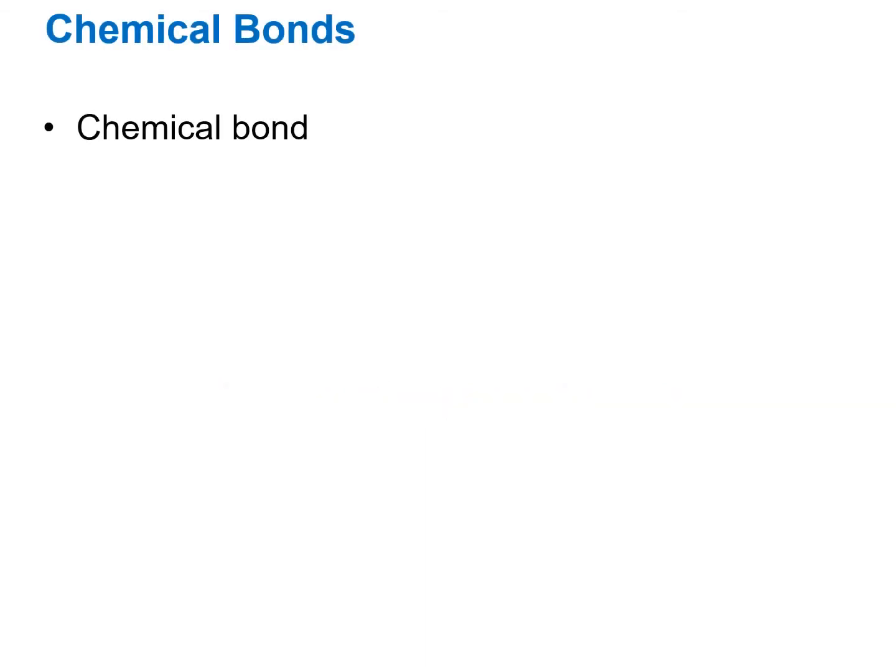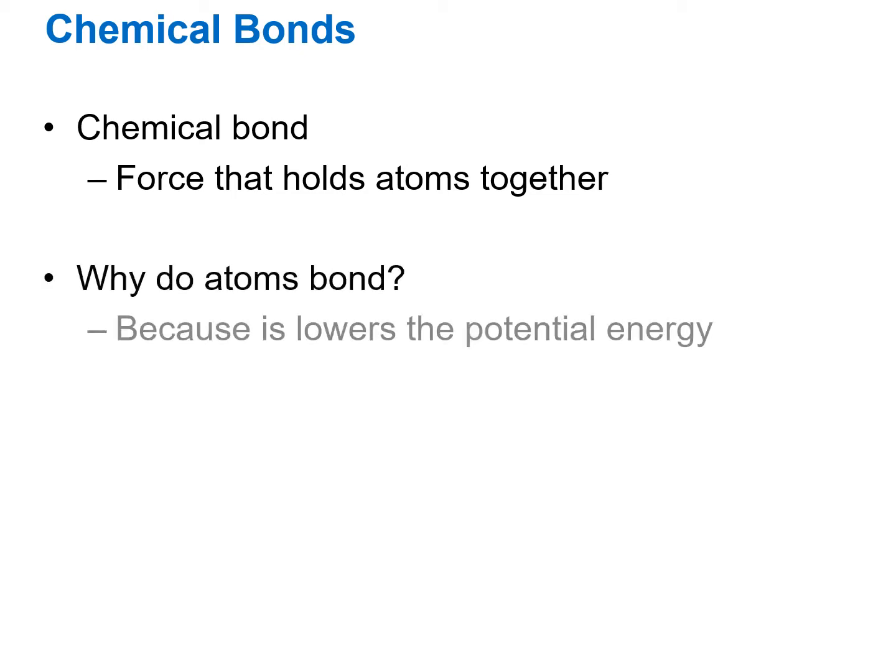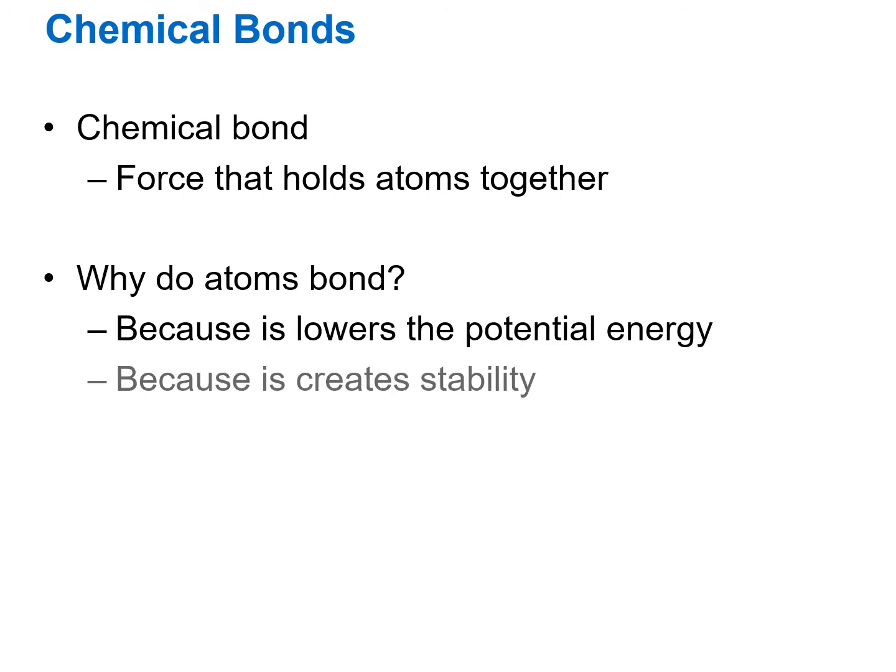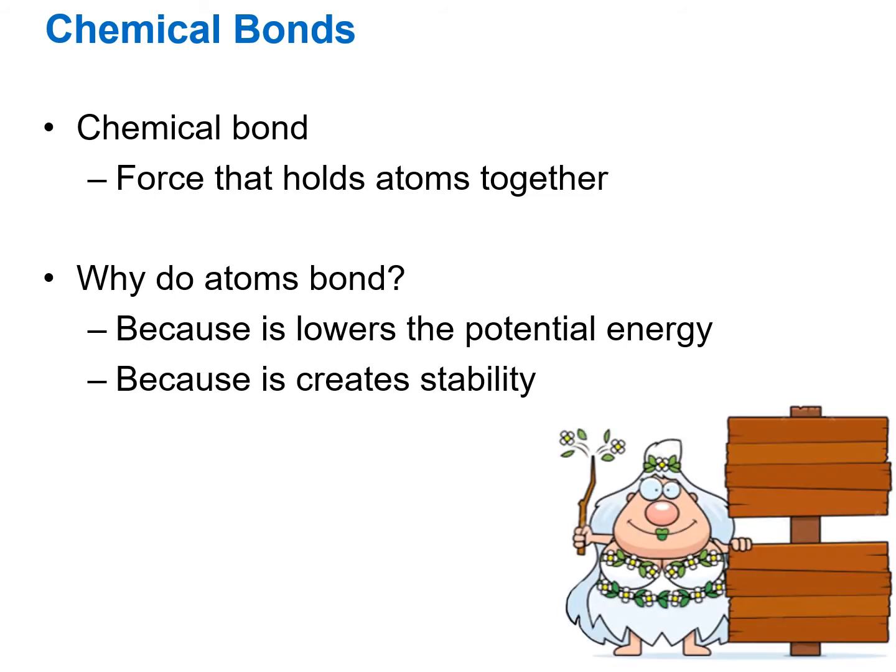We'll begin our talk with chemical bonds. So what is a chemical bond? Well, it's a force that holds atoms together. So you might be asking yourself, why do atoms get held together? Why do atoms bond? Well, number one, it's because it lowers potential energy of the atoms involved in the bond. And number two, it creates stability with this union.